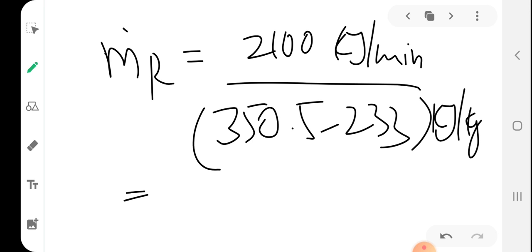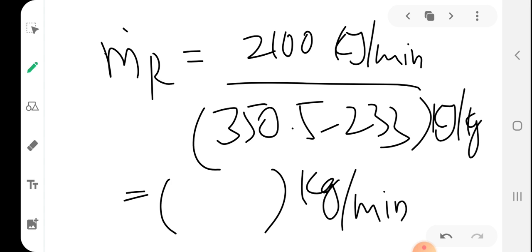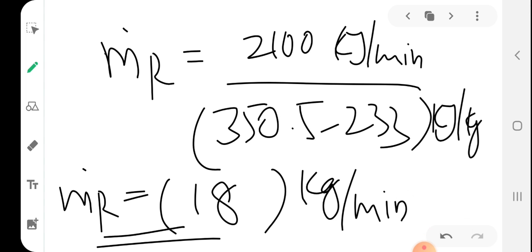and the answer you will get in kilogram per minute. So mass flow rate, what will be the answer? Just calculate it. So you will get a value around 18, approximately 18 kilogram per minute. So that is the mass flow rate. Now what else should be found out?